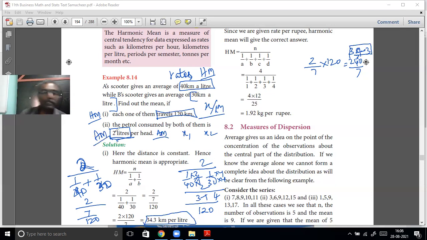When you are doing change in population, which mean do you take? Geometric mean, because population changes at geometric rates. So for population change and per year change, you go for geometric mean. For rates, you go for harmonic mean. If simple values are given, no rates, and no changes over the years, then you go for arithmetic mean. You understand?